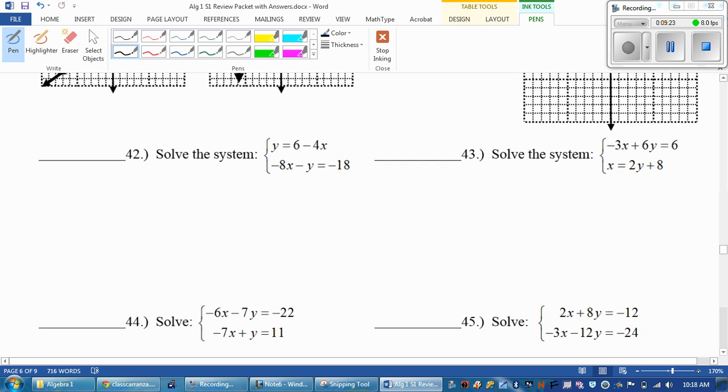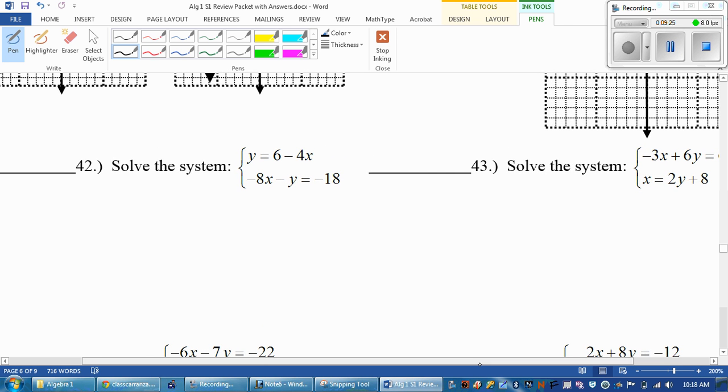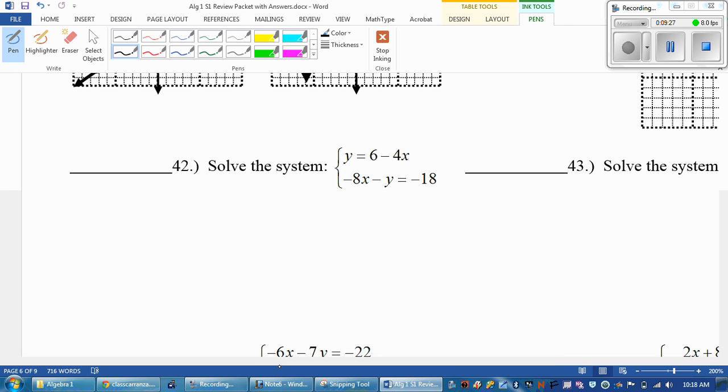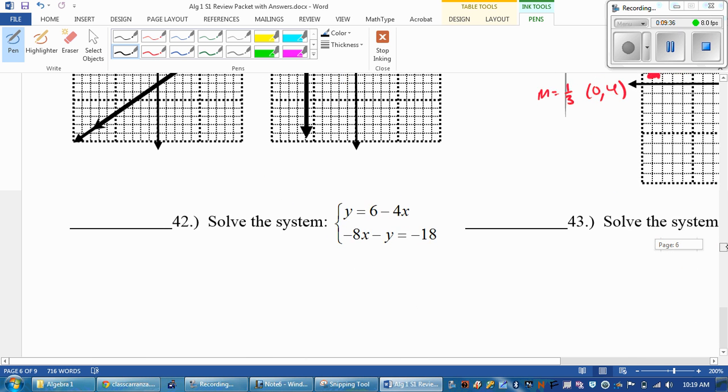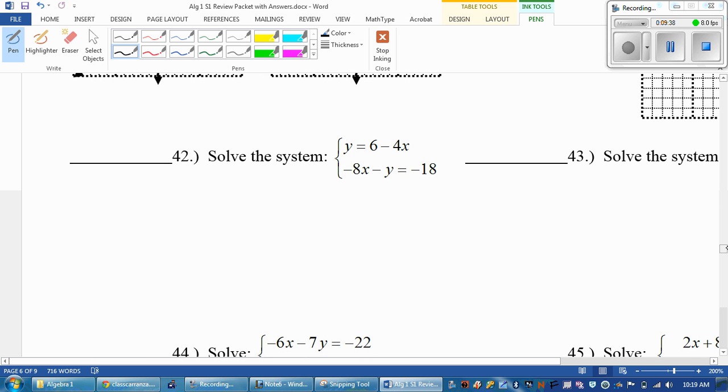All right, I'm going to zoom in just a little bit more. All right, number 42 says to solve the system. Now, we can solve it by any method we want, but what I notice is that the y is by itself. When the y is by itself, we're supposed to put parentheses around it, and we're going to use substitution for this.